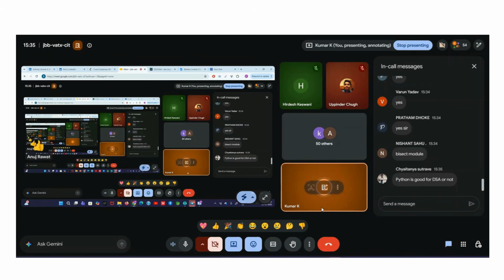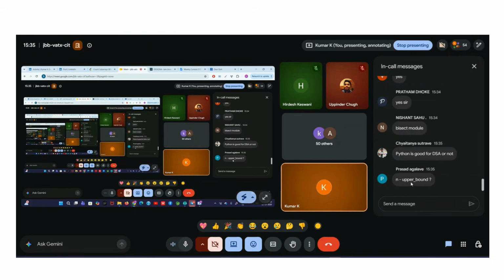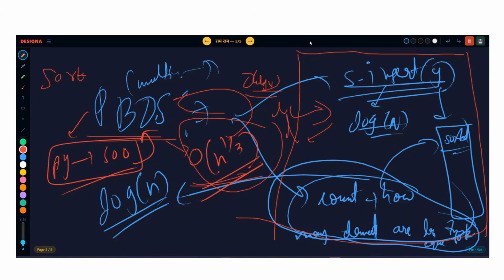Python is good for DSA or not? No, Prasad Agalave. N minus upper bound. Let me think.